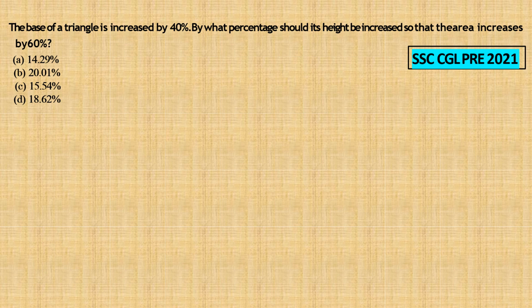The base of a triangle is increased by 40%. By what percentage should its height be increased so that the area increases by 60%? What is the area of the triangle? Area of the triangle is 1 by 2 base into height, and the new area is 1 by 2 into b1 into height h1. 1 by 2 gets cancelled and the area depends upon b1 into h1. This is the new area.